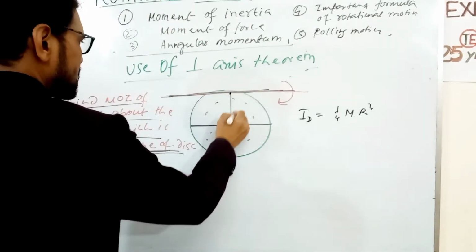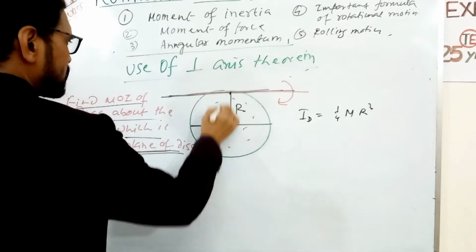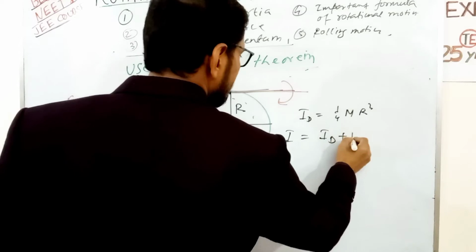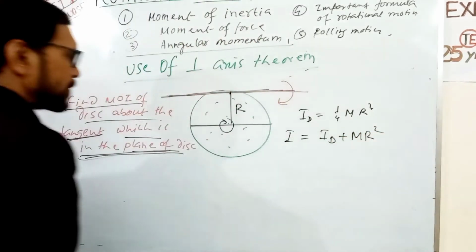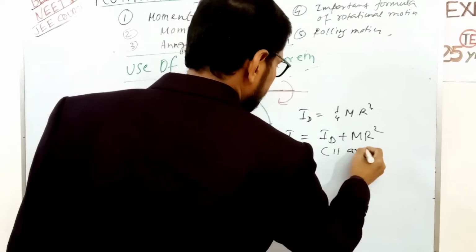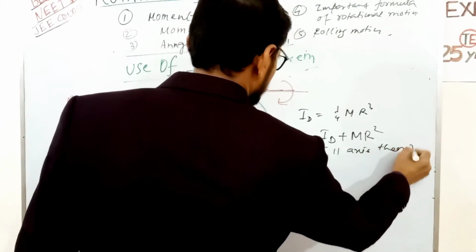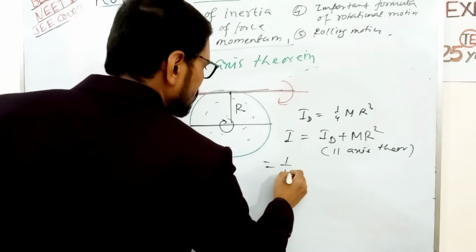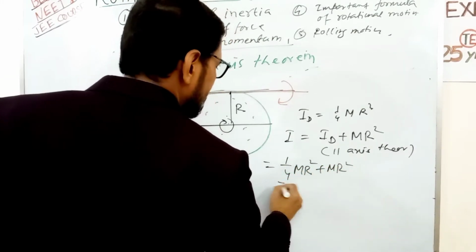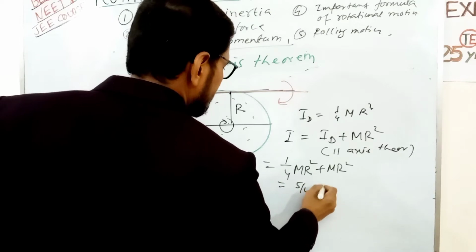Now the distance between the two axes is r, so I equal to Id plus m into r square by the parallel axis theorem. So Id equal to this, that is, this is the answer.